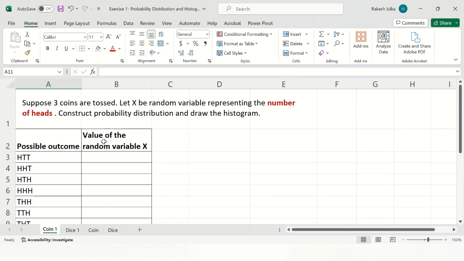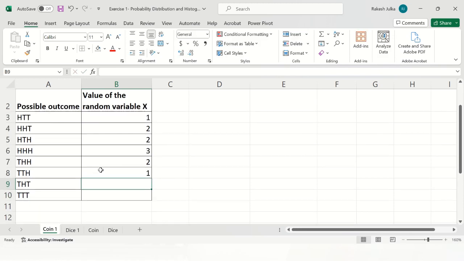If we talk about the number of heads only, here we will just count the number of heads. So heads here is one, and in this case there are two heads. In this case two, in this case three, then again two, and in this case one. Sorry, it's two, then one, and there is no head, zero. So these are the values of the random variable. These are the values, but this is not a probability.